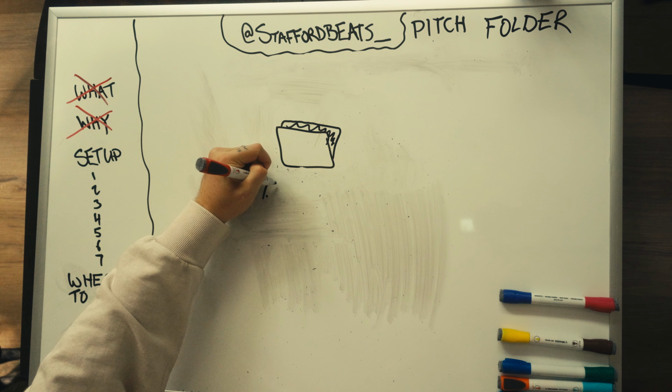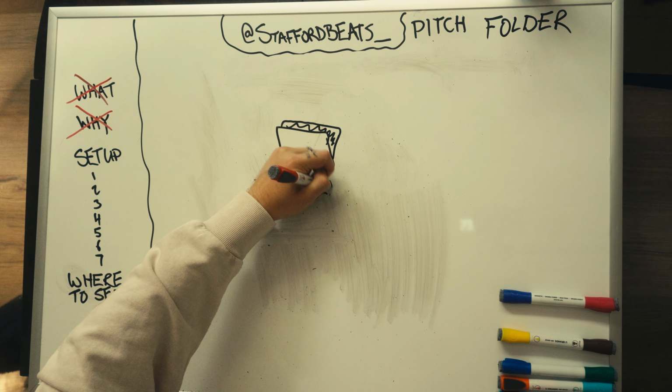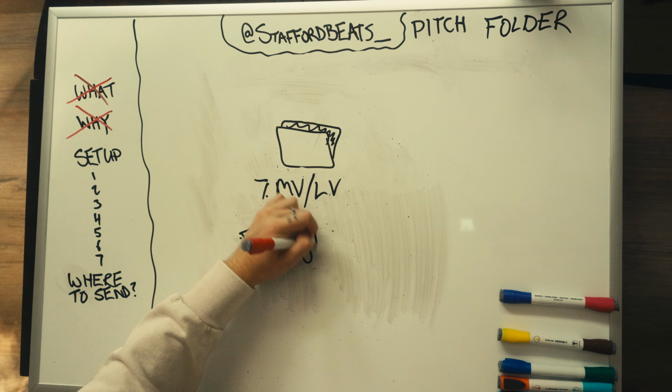Now, the last folder, folder number 7, is gonna be any music videos or lyric videos. So these are gonna be any full-length videos that you have. If you don't have any, I would really recommend at least having some kind of lyric video or a full-length visualizer, especially if you're submitting for YouTube. Sometimes it'll be the difference of whether or not they post you to begin with. Now that's it for the folder.